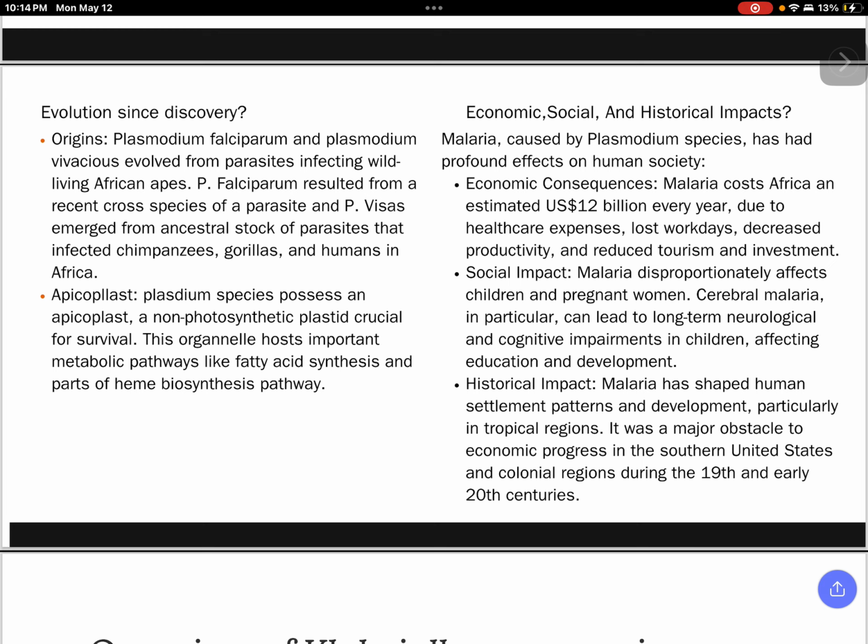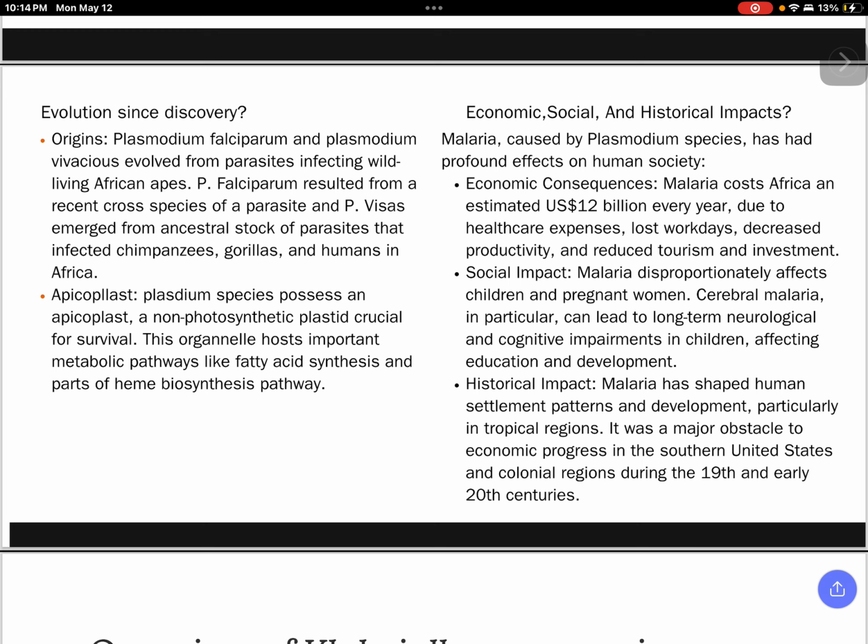Some of our social impacts included that malaria disproportionately affects children and pregnant women. Cerebral malaria in particular can lead to long-term neurologic and cognitive impairments in children, affecting education and development.